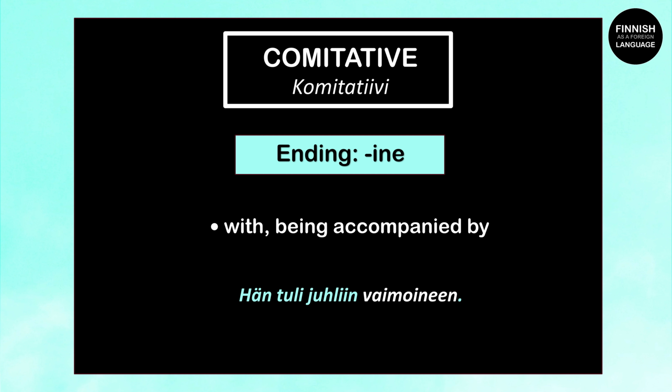Hän tuli juhliin vaimoineen means he came to the party with his wife, or he came to the party accompanied by his wife. So we know the word vaimo, which means wife. And the -ine indicates either "with" or "being accompanied by." And then we have -en at the end, which works as a possessive suffix and indicates that we're talking about his wife. Hän tuli juhliin vaimoineen. He came to the party with his wife.